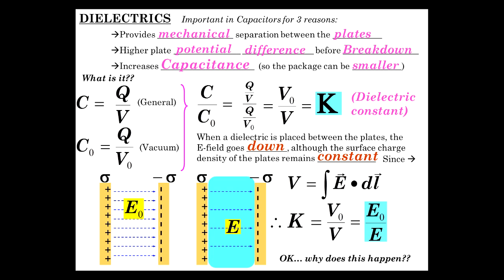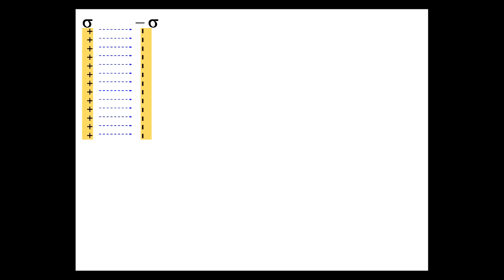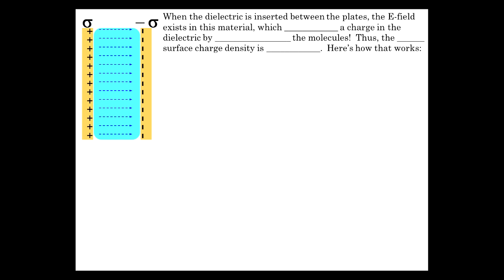Now I know you want to know why that happens, so I won't keep you waiting any longer. So let's take a closer look at this dielectric situation. Here's our plates of charge, sigma, negative sigma. And here's our initial E field. I just love that sound effect so much I couldn't resist doing it again.